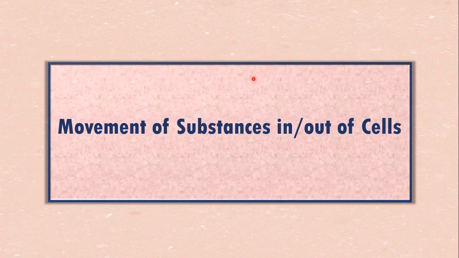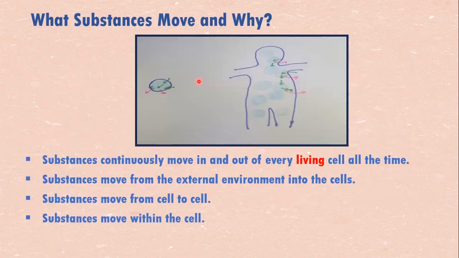Today, we are looking at substances that move in and out of cells. Substances move continuously in and out of living cells all the time. Once the cell is living, it should have a continuous supply of nutrients and continuous removal of waste.